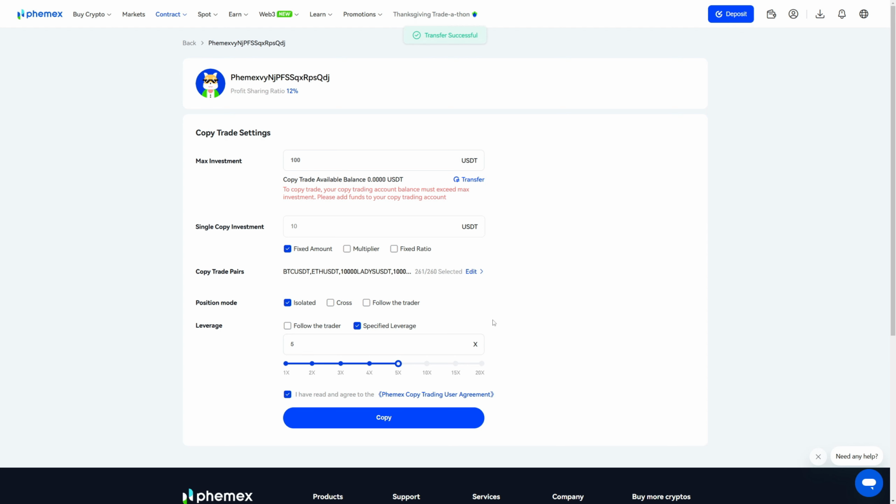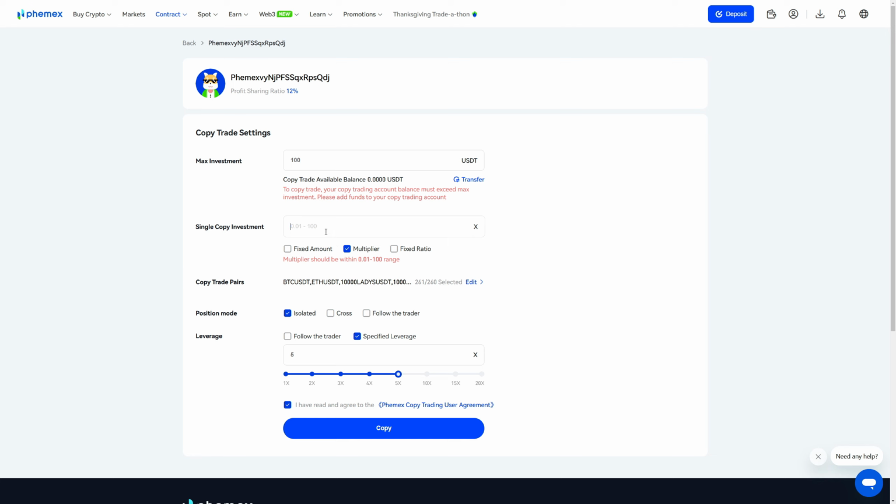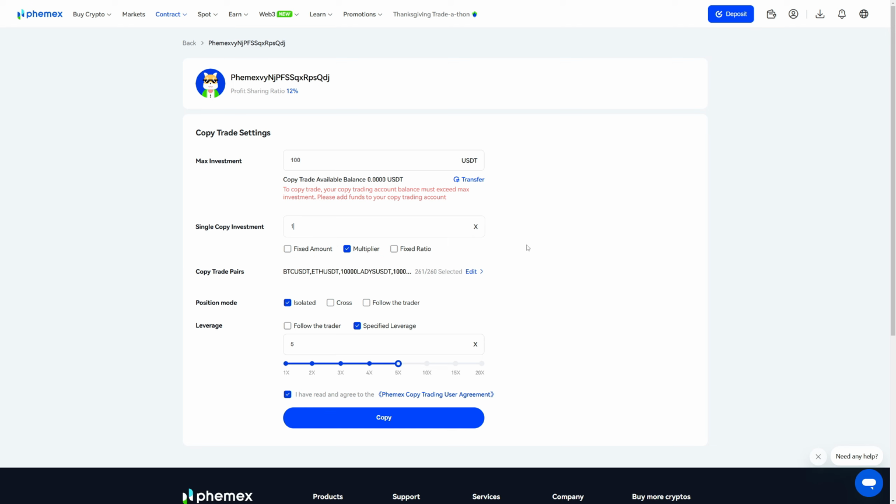Now I confirm this, I send everything over, and now we put $100 here. That is the maximum investment amount. Then we can select the single copy investment. This refers to the exact amount we invest for each trade. For example, maybe we want to use $10 for every single trade, then we put 10 in here. This is the fixed amount option, but you can also use the multiplier. If you put this to 1, you use the same multiplier as your lead trader.